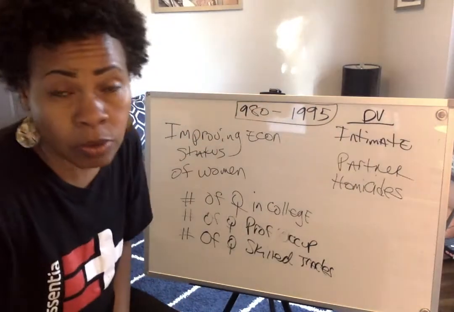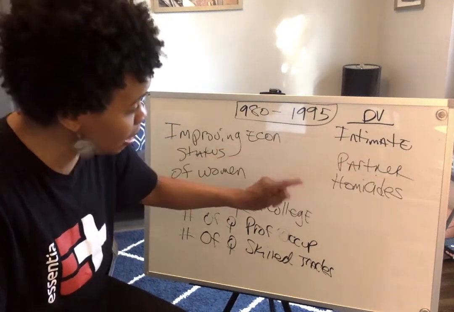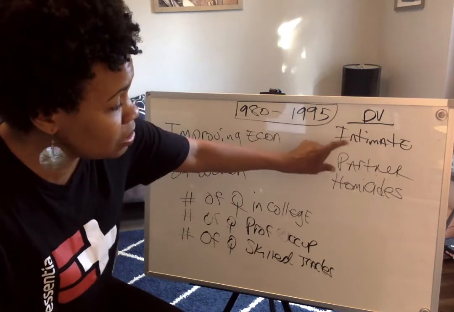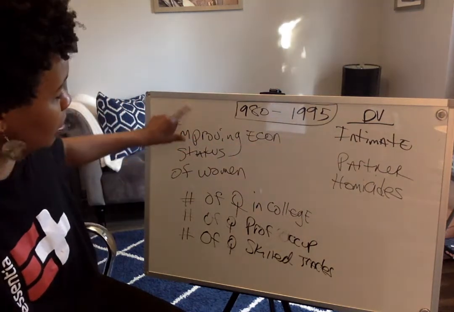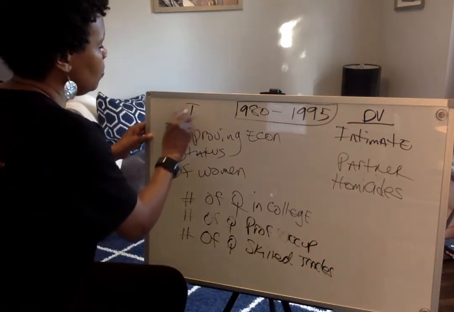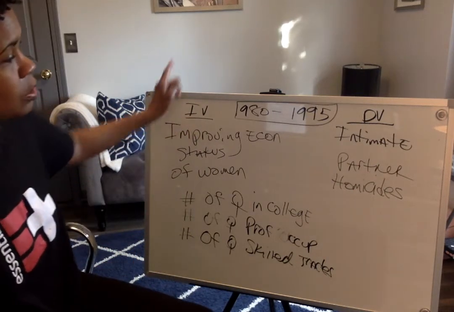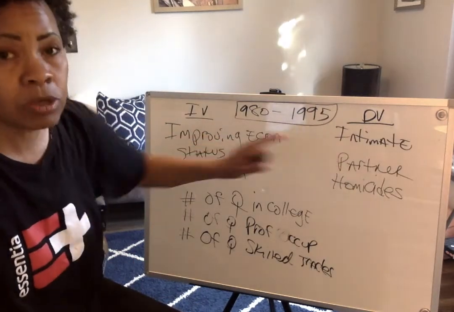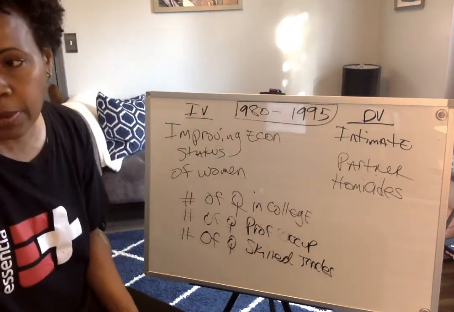Now, according to your notes, the dependent variable is the variable that is to be explained or predicted. So I'm trying to predict a change in intimate partner homicides, or the rate of women killed by male partners, based on the improving economic status of women. Therefore, this would be my independent variable. This variable, my independent variable, is going to impact this one. So I had to identify which would be my dependent versus my independent variable.